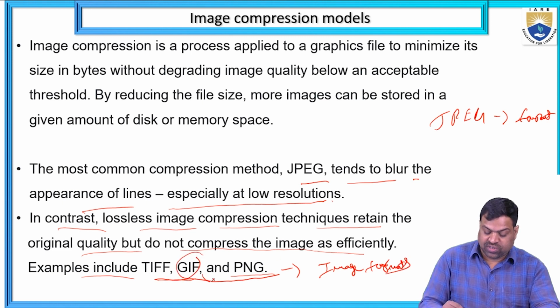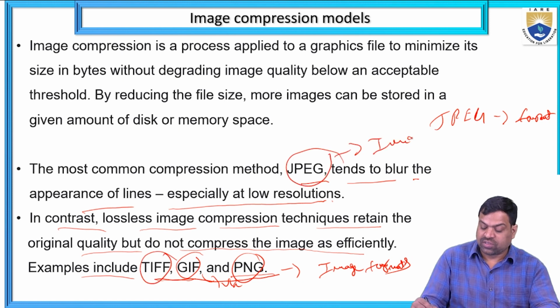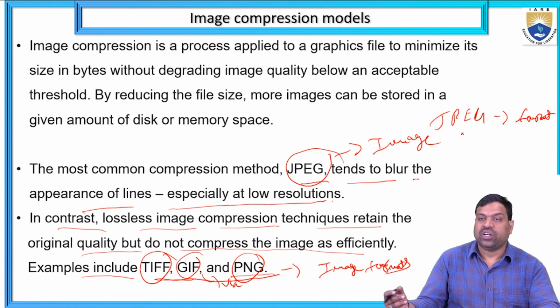If I take GIF, it is a video. PNG, TIFF is a video. JPEG is the image. So, which one is the image, which one is the audio and which one is the video depends on your format, and it will change accordingly.